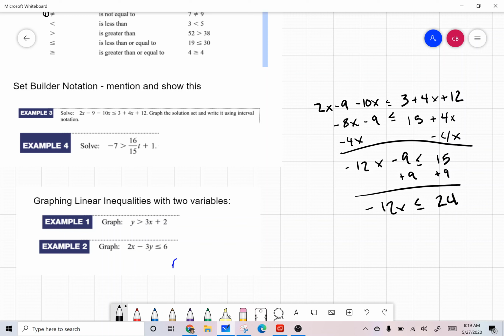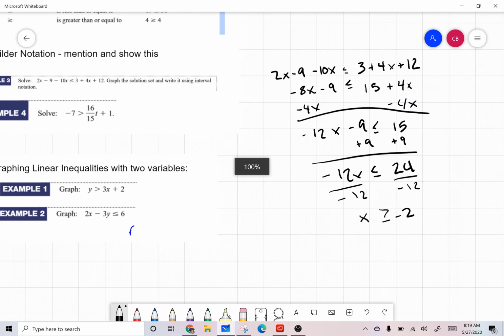And then divide by negative 12, divide by negative 12. X is greater than or equal to negative 2. So notice that I flipped around the inequality because I divided by a negative. If you divide or multiply by a negative, you need to do that.